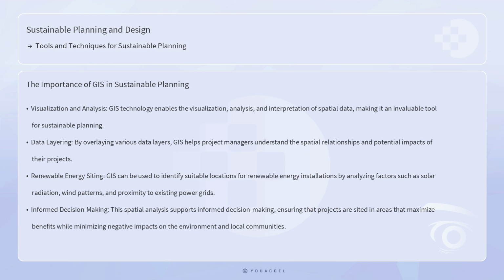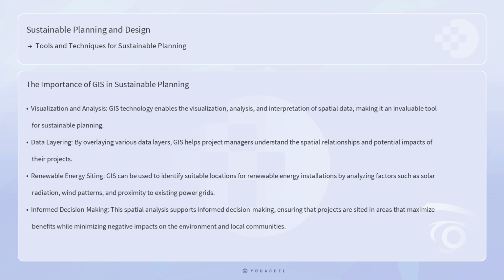Another critical technique is the use of geographic information systems. GIS technology enables the visualization, analysis, and interpretation of spatial data, making it an invaluable tool for sustainable planning. By overlaying various data layers, such as land use, vegetation, water resources, and infrastructure, GIS helps project managers understand the spatial relationships and potential impacts of their projects.